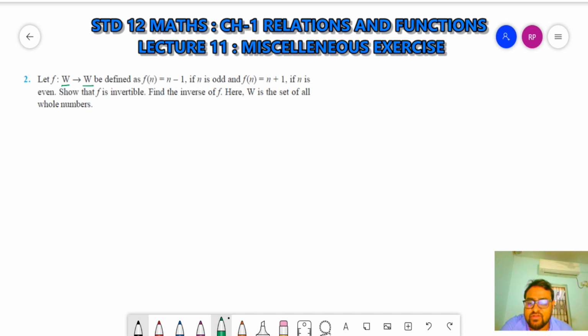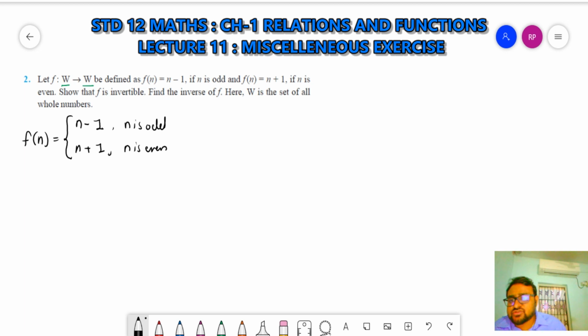Now see, here I will split the function into two parts. f(n) will be equal to n minus 1 if n is odd, and n plus 1 if n is even, right? Now we have to prove that it is invertible. For that we need to prove it is one-one and onto. So first let's begin with whether it is one-one.